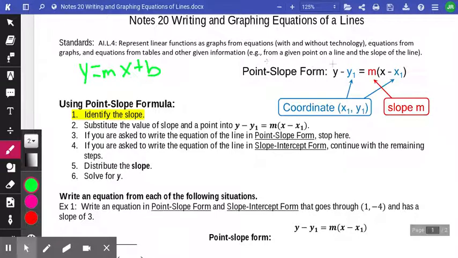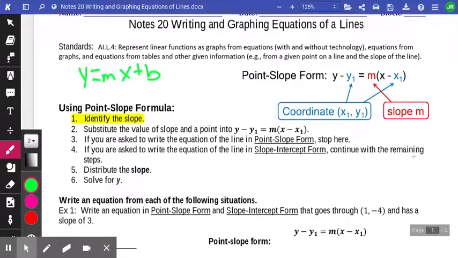Point slope form is similar, except instead of using the y-intercept, it uses any point on the line. So how it works is it's y minus y1 equals m parentheses x minus x1. You're going to replace m with your slope, but then you're going to replace the x1 with the x-coordinate of the point that you are using, and you're going to replace the y1 with the y-coordinate of the point that you are using. So if you get stuck, if you pull up the notes from today, you can see these instructions and it gives you step-by-step instructions.